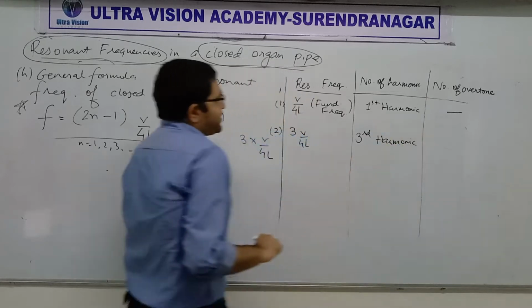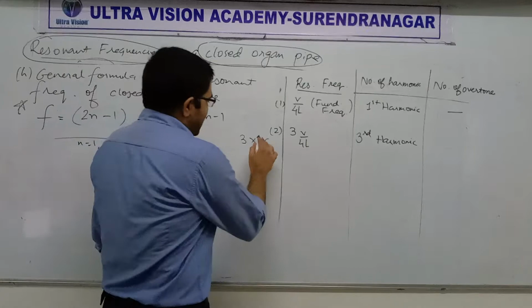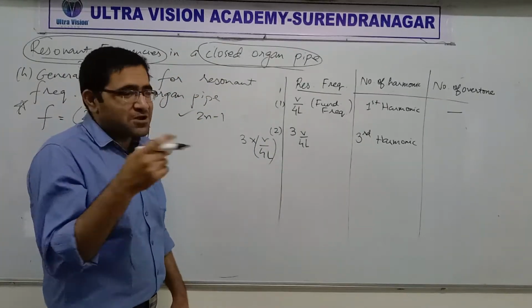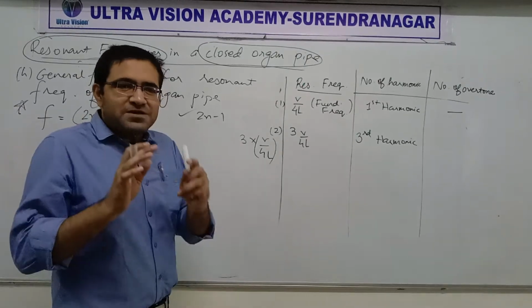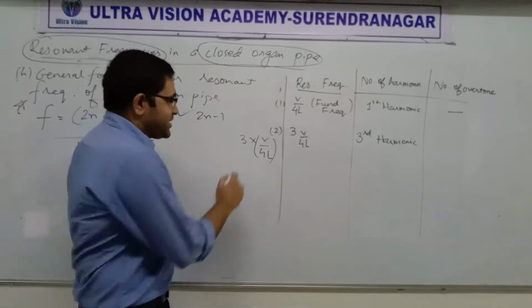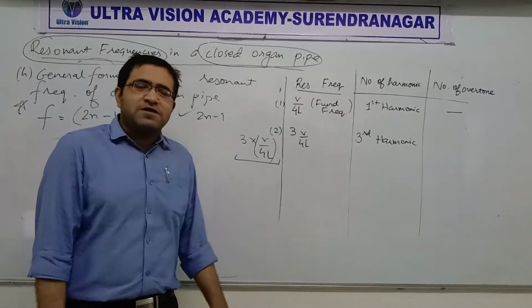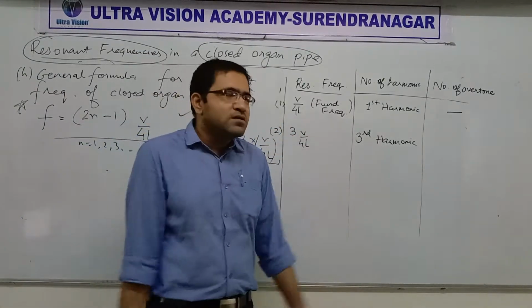Third harmonic. Clear? Again, simple idea. Don't think about anything else, just understand what has been said and you will get it. What is the meaning of harmonic? Integer multiplied with fundamental frequency. So have a look here. Which integer is multiplied with fundamental frequency? 3. So third harmonic. Right?